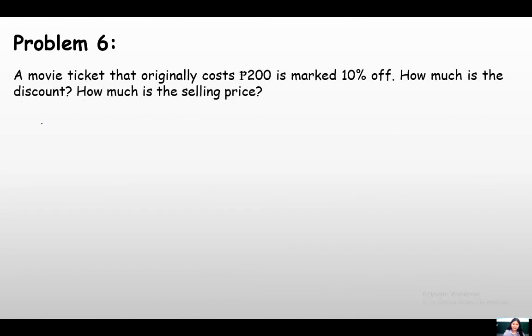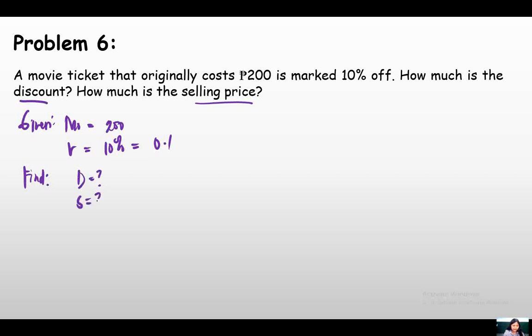So, a movie ticket that originally cost 200 is marked 10% off. How much is the discount? So, we are asked again for the discount. And how much is the selling price? Okay, again, let's list down the given. Okay, so the given is the cost price is 200 pesos. The rate is 10% or it is also equal to 0.1. So we are asked to get again the discount and the selling price.